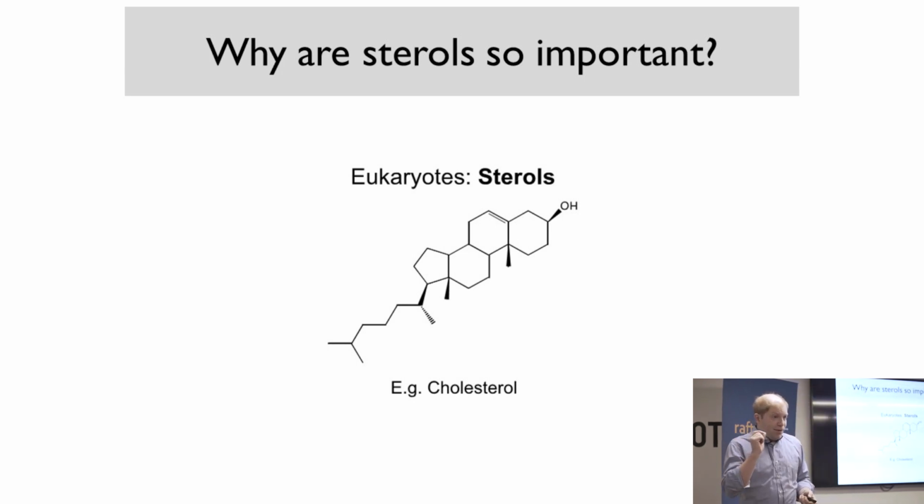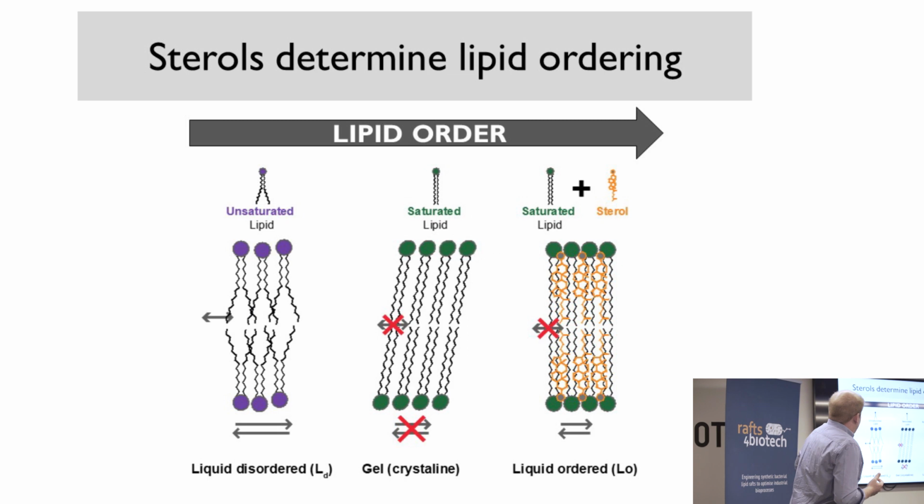We know in eukaryotic membranes, sterols like cholesterol are crucial for membrane mechanical robustness. So why is that? We got a lot of good introductions yesterday to this concept, but in a pure lipid membrane, you can have three distinct phases. There's a liquid disordered phase that phospholipids make. There's a gel phase that saturated lipids form. And then there's a liquid ordered phase, which is the result specifically of sterols interacting with saturated lipids.